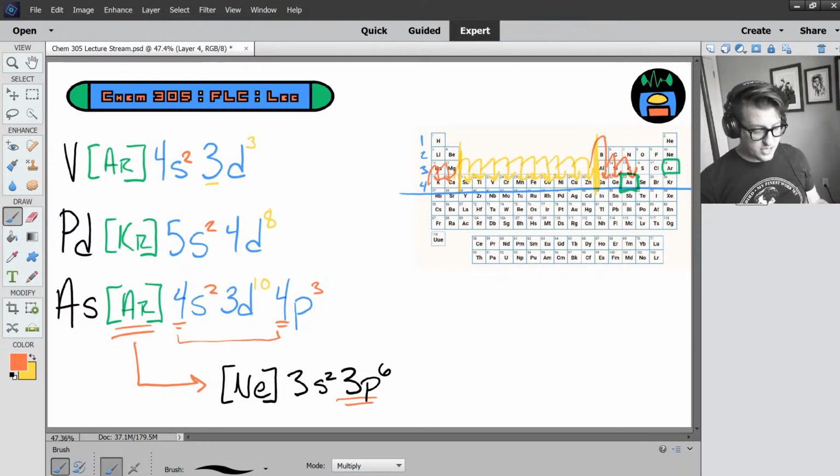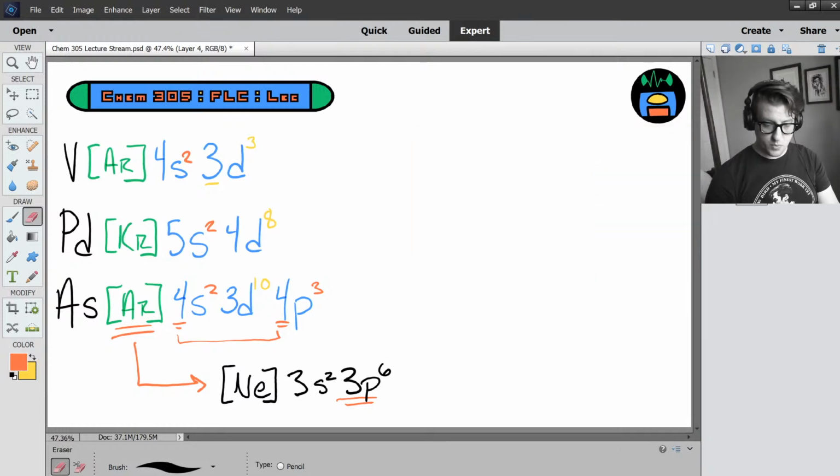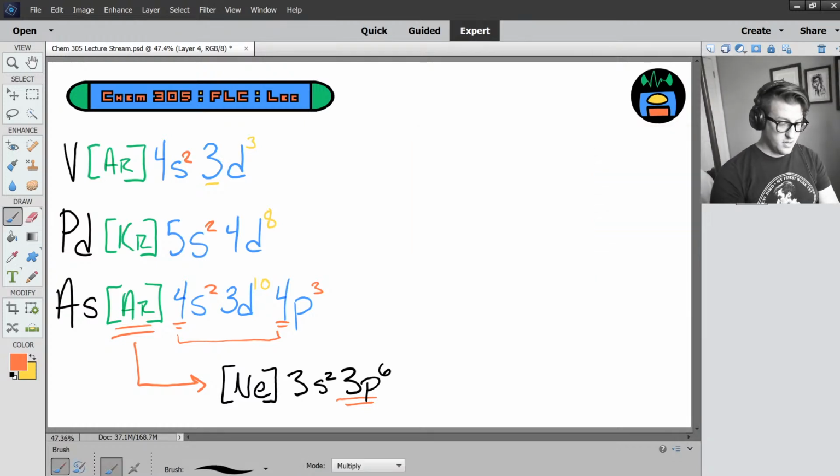Okay, so that is a intro to writing electron configurations with D block elements and elements on the 3rd period and lower. Let's go ahead and write in our orbital diagrams for these.